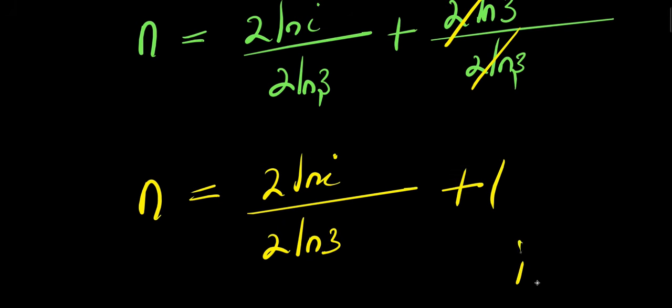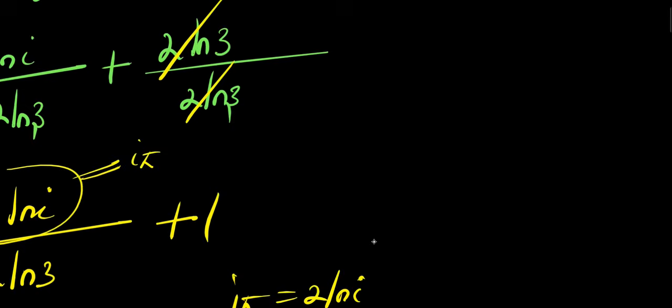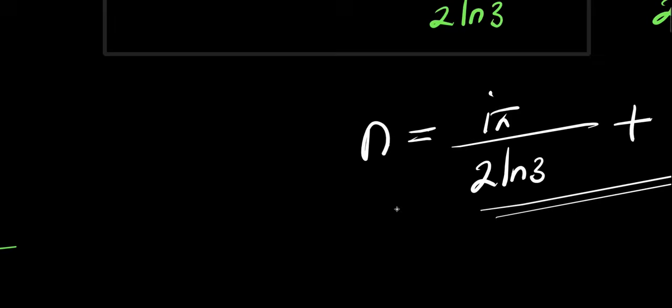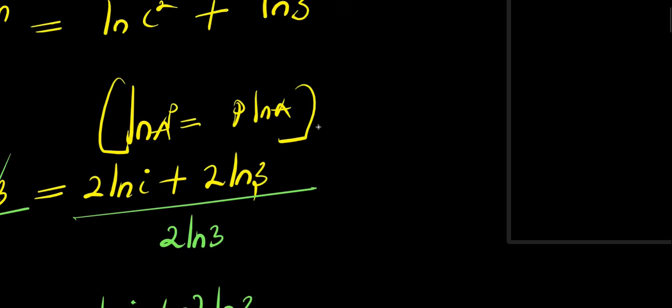And remember, i times pi is the same thing as 2 times natural log i. So this is the same thing as i times pi. So let's compare the two solutions. Have you seen it? They are all the same, depending on the identity that you want to use.